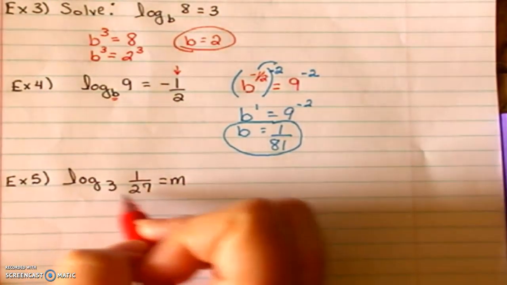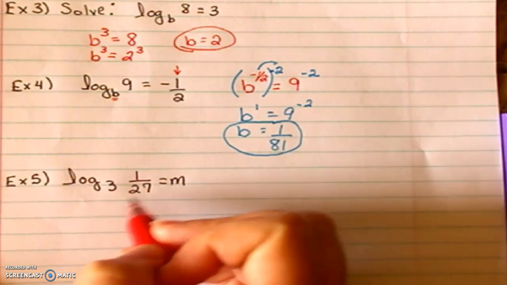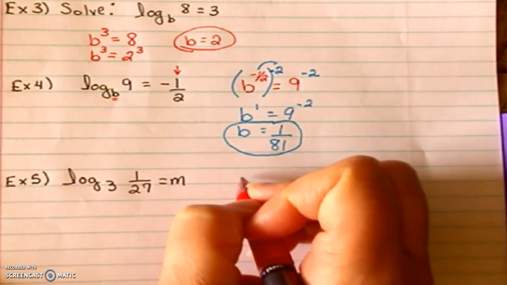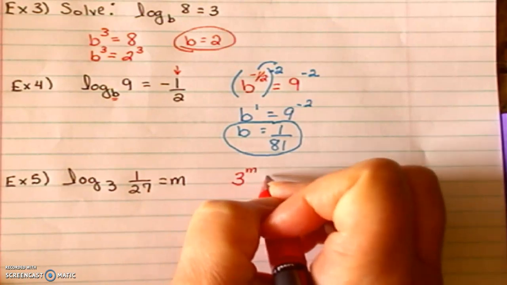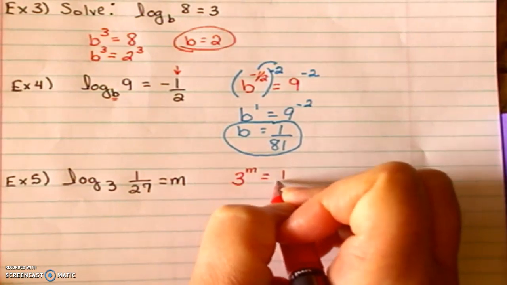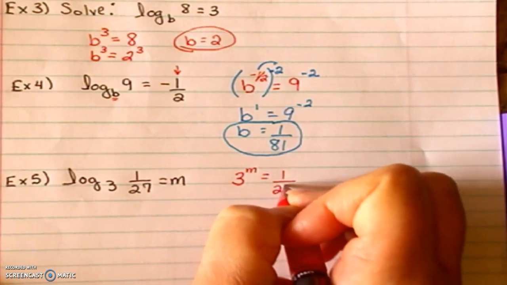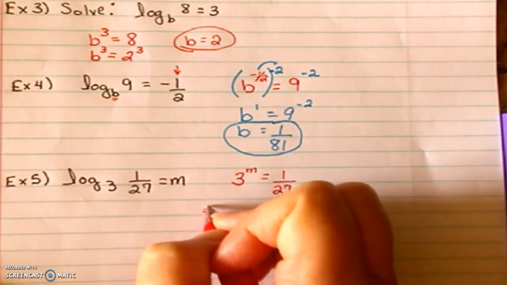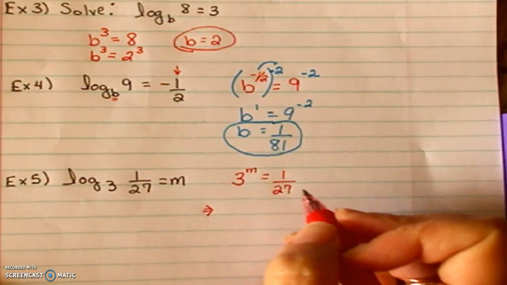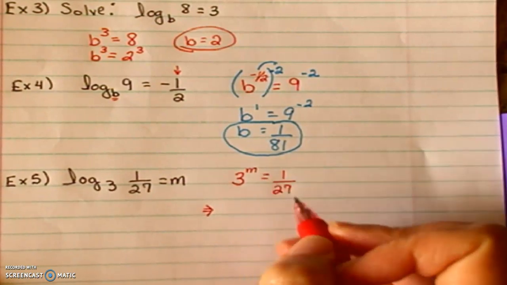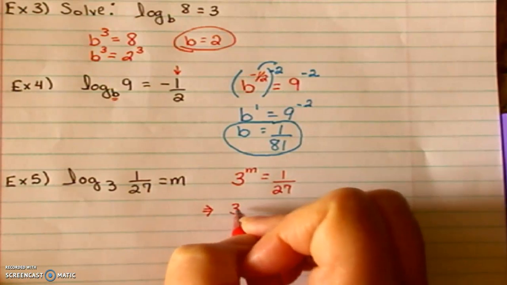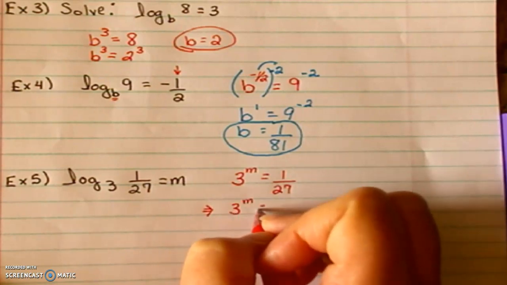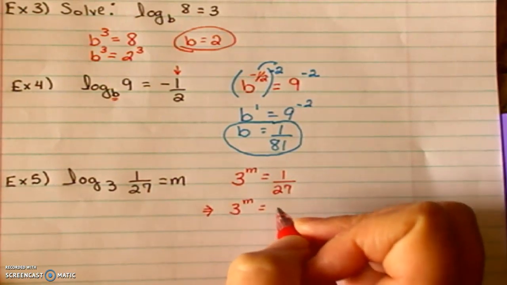Okay, here's example 5, another example. Once again, change your logarithmic format into exponential format. So your base is 3, you are raising that to the m power, and that's equal to 1/27. Now some of you are going to recognize this and realize that it's 3 to the -3rd power. What you can do is you can make sure you write both sides of the equation in the same base.